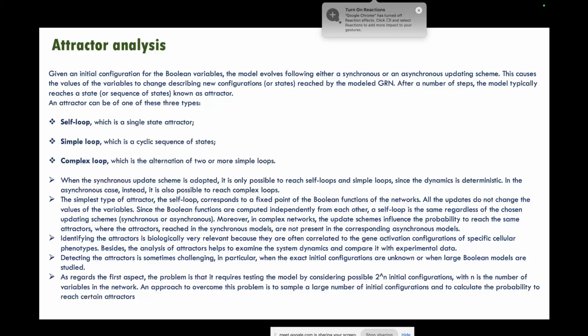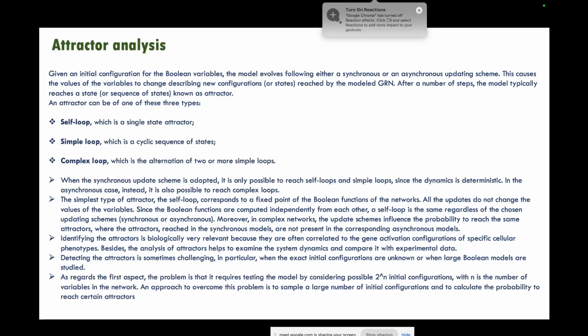When the synchronous update scheme is adopted, it is only possible to reach self loops and simple loops, since the dynamics is deterministic. As I was saying in the previous slide, if you assume synchronization, your solution will have deterministic properties, so the attractor states it is possible to reach are only simple loops and self loops. The simplest type of attractor, a self loop, corresponds to a fixed point in Boolean networks. All the updates do not change the values of the variables, since the Boolean functions are computed independently from each other.